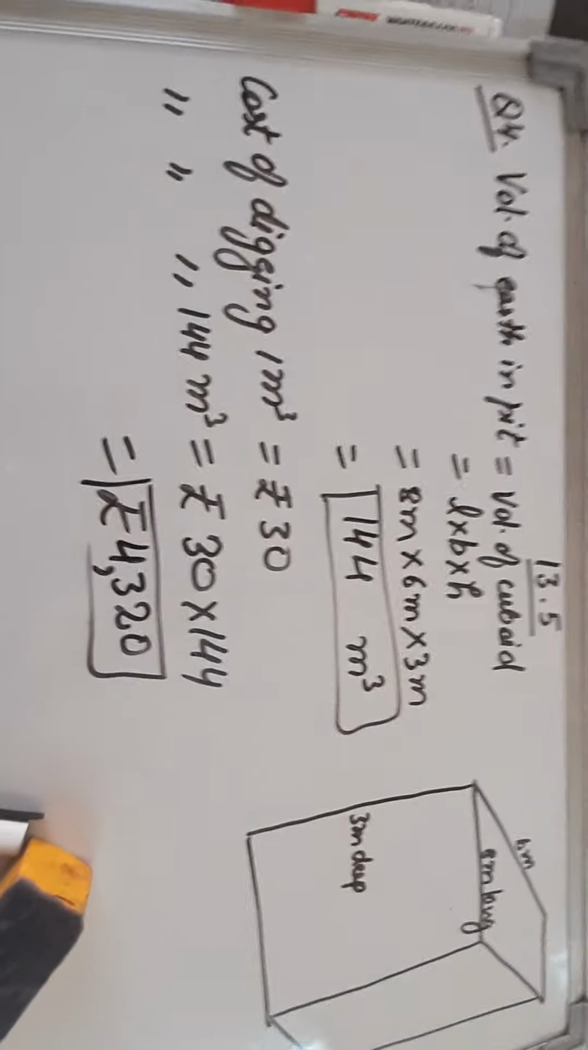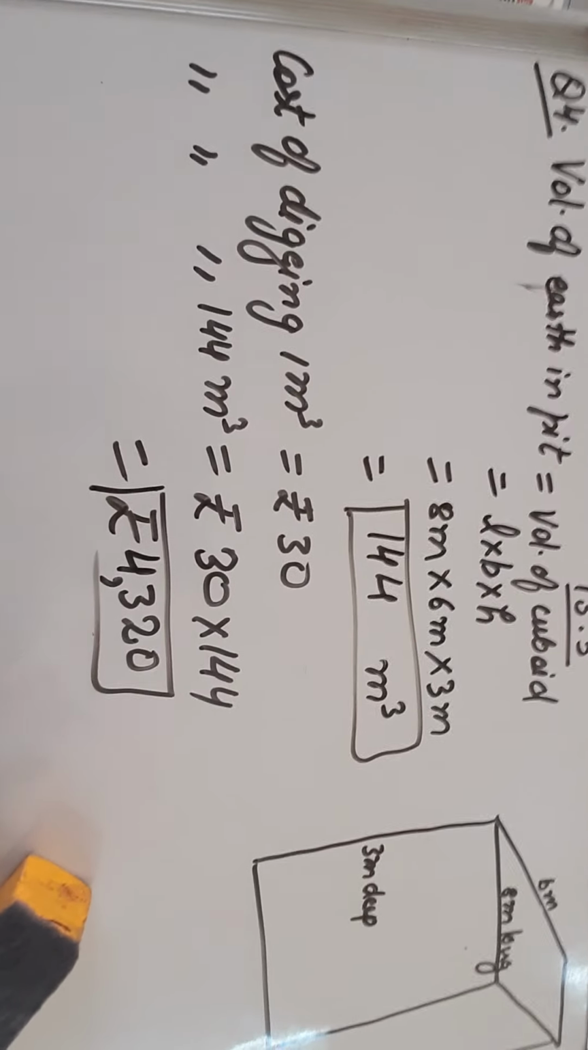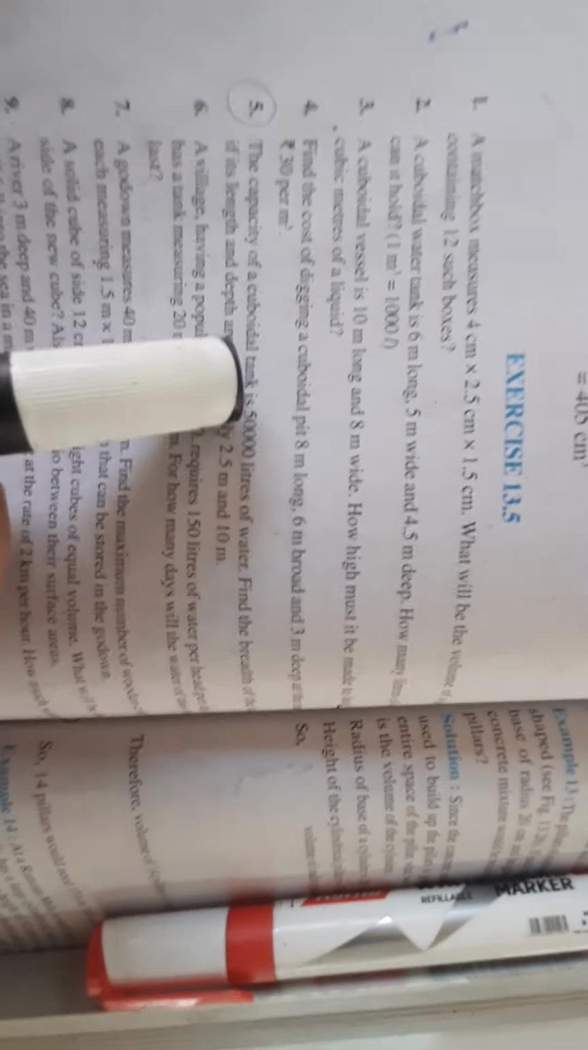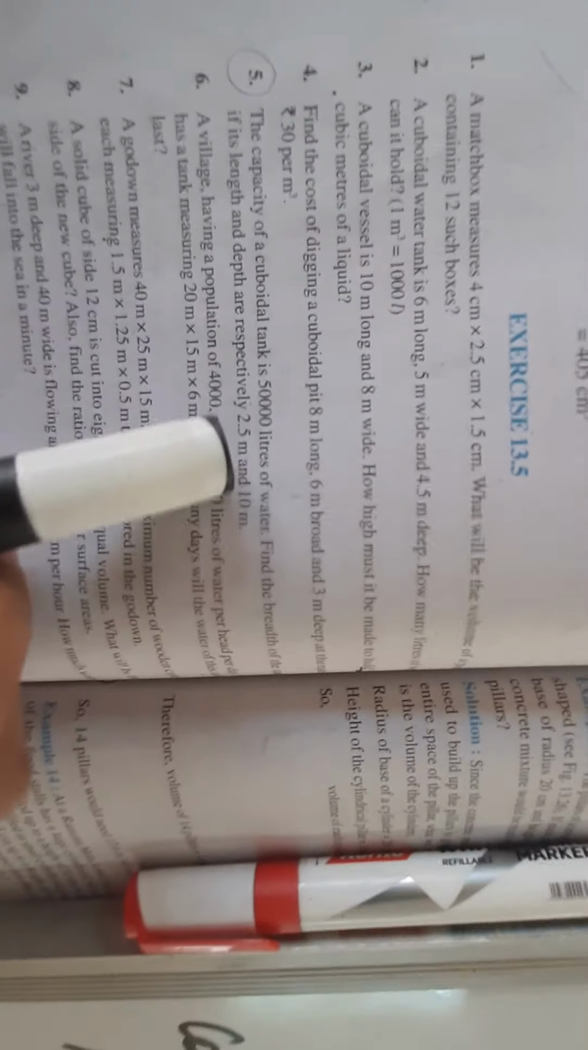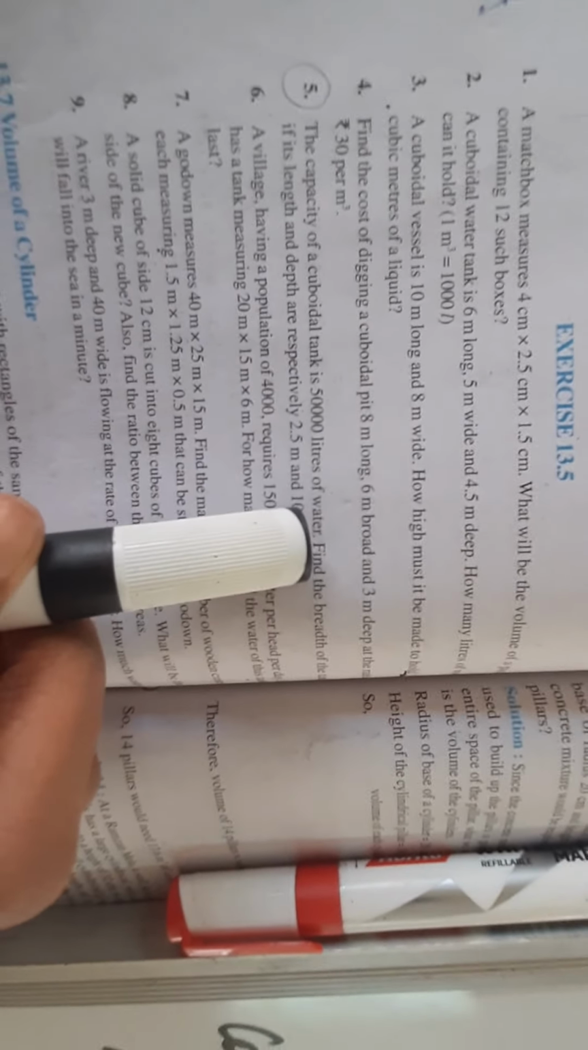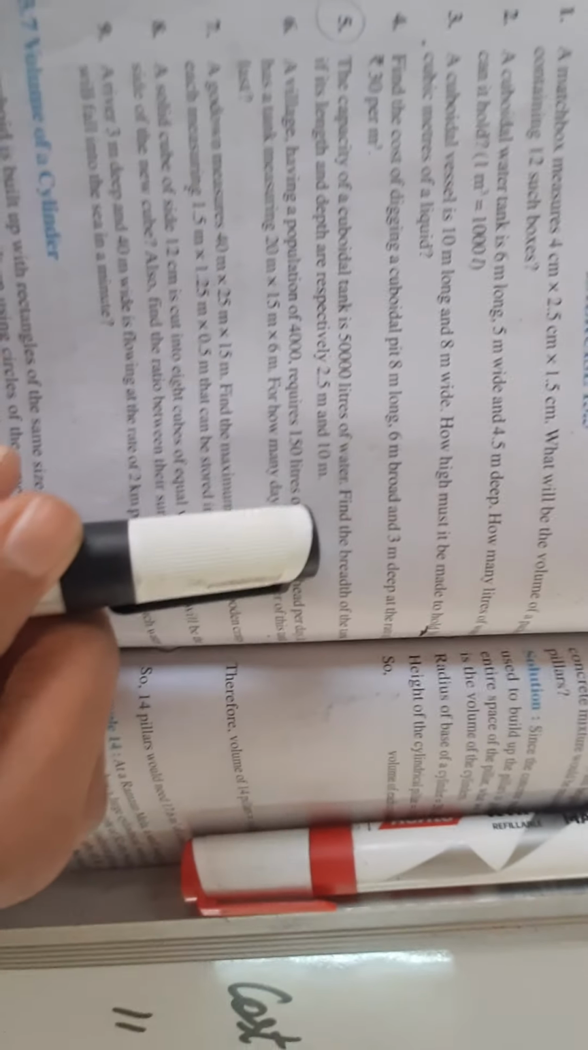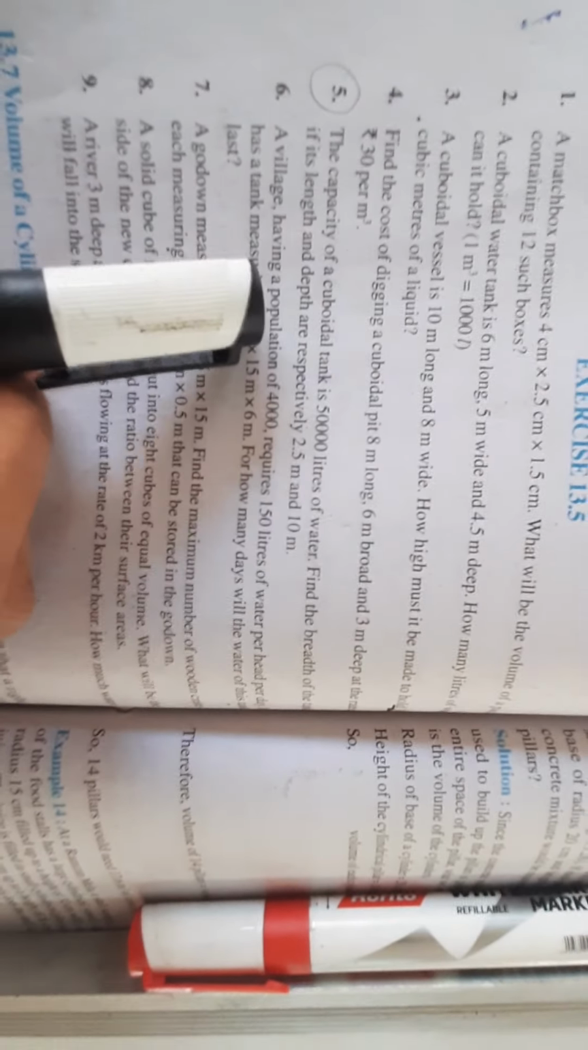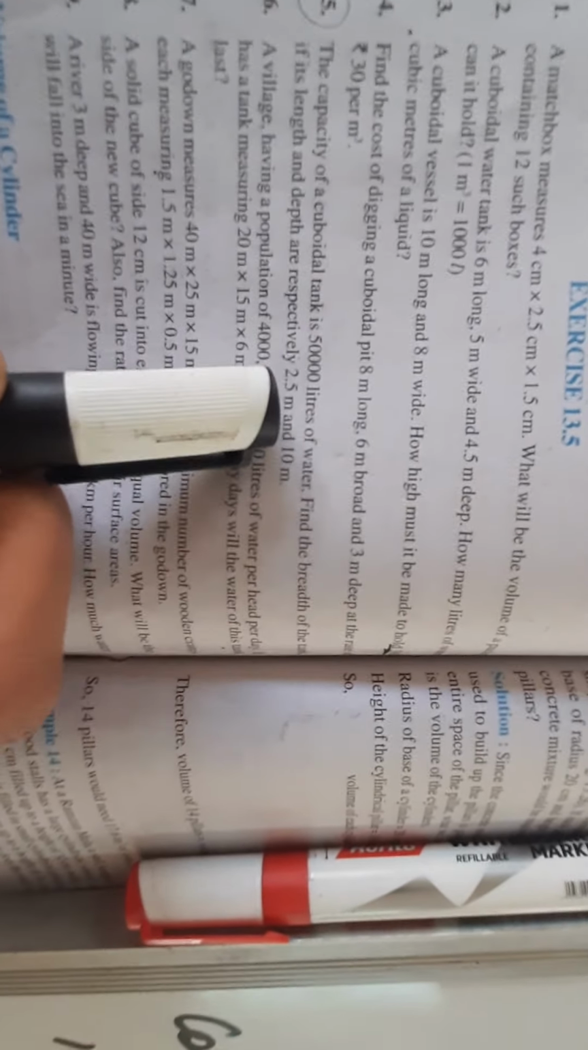Okay. Now let's do the second question, number 5. The statement is the capacity of a cuboidal tank, again the tank is in the shape of cuboid, is 50,000 liters of water. Means the volume of that tank is given to us. Find the breadth of the tank if its length and depth are respectively 2.5 meters and 10 meters.